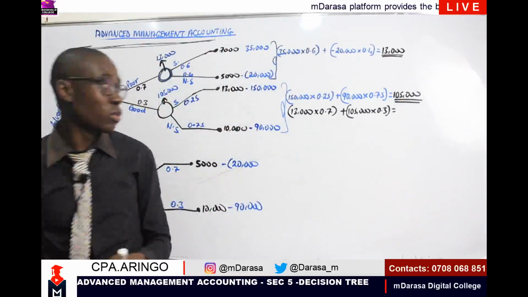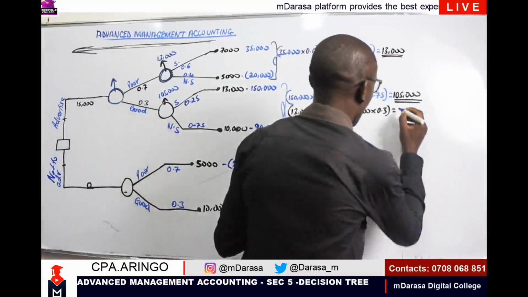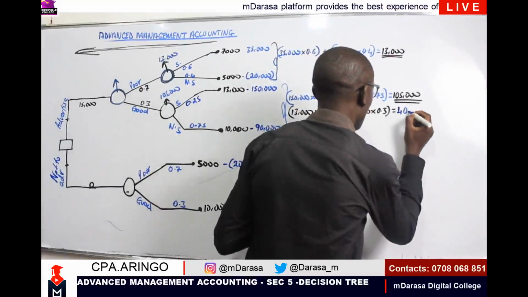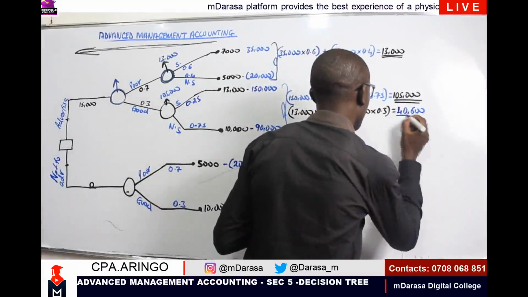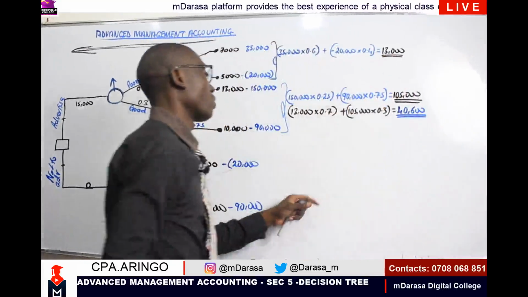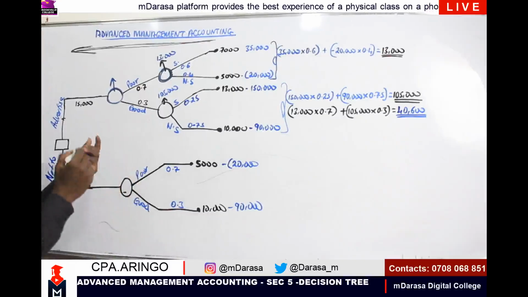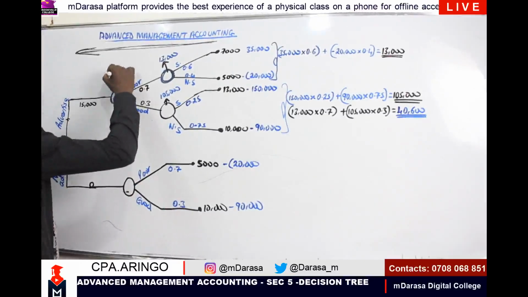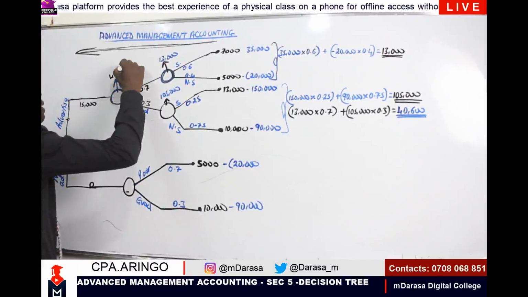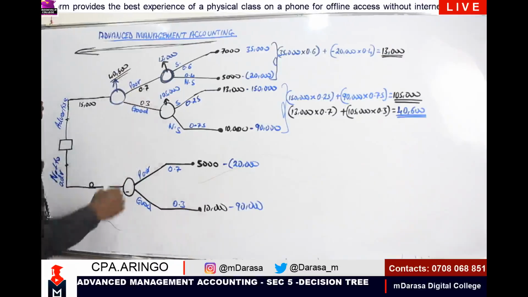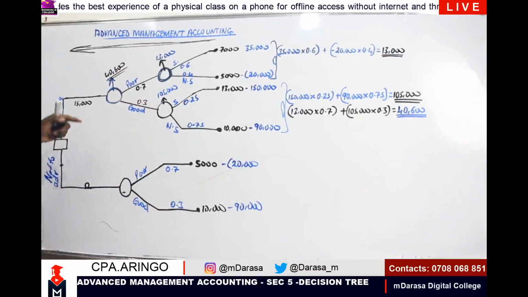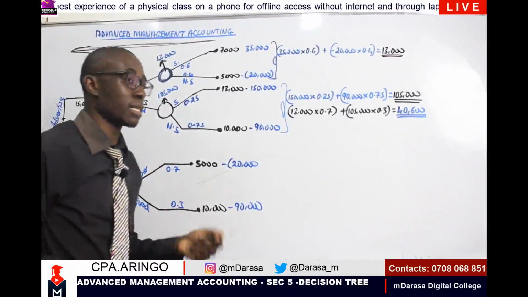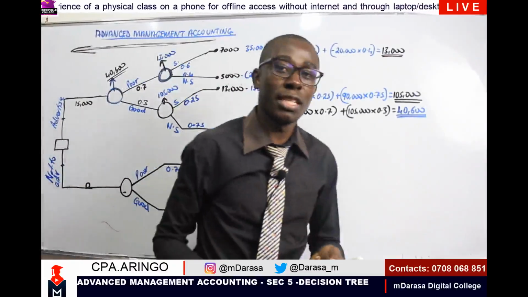40,600. So I can confidently come and have here my figure of 40,600. We've done our advertisement. The expected revenue that you can have is 40,600.